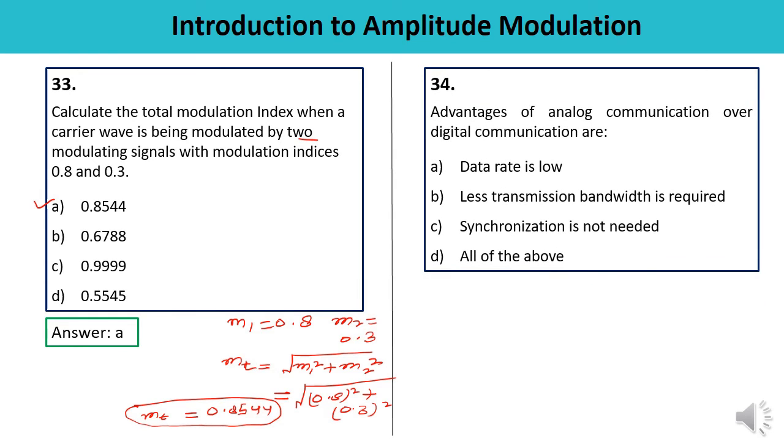Next question. The advantages of analog communication over the digital communication. See, reverse question you used to obtain. Digital communications has certain advantages, but here the question is reverse. So in case of analog communication, data rate is low, correct. Transmission bandwidth is low, which is correct, and synchronization is also not required. It means all the three options are correct. So answer is D.